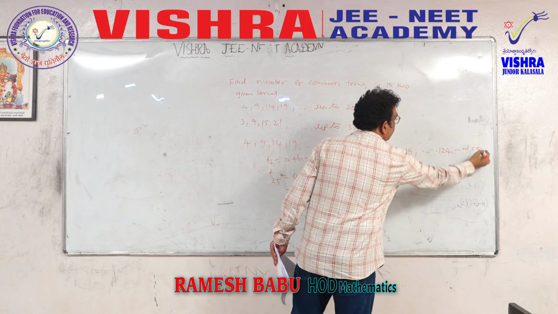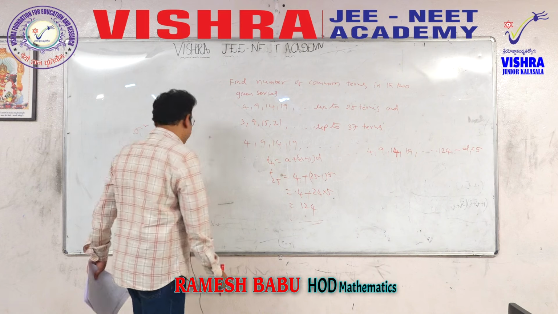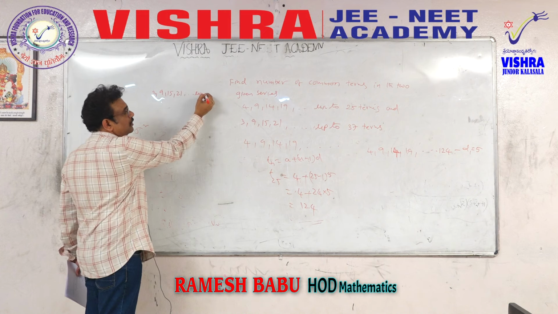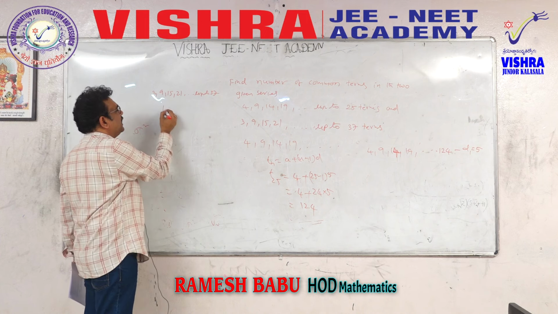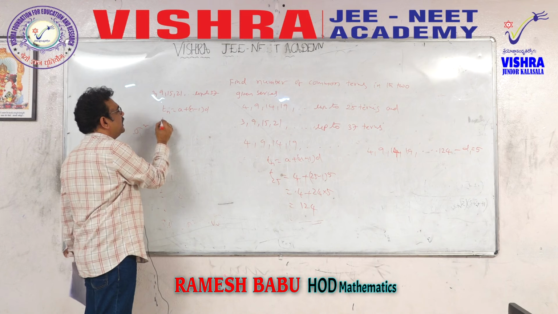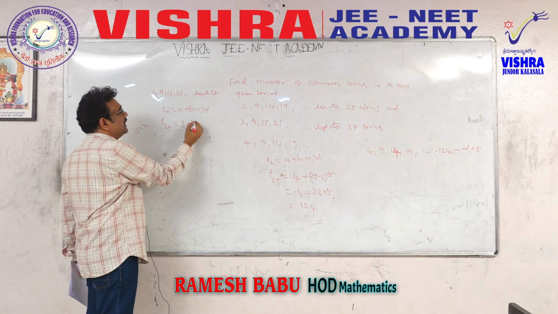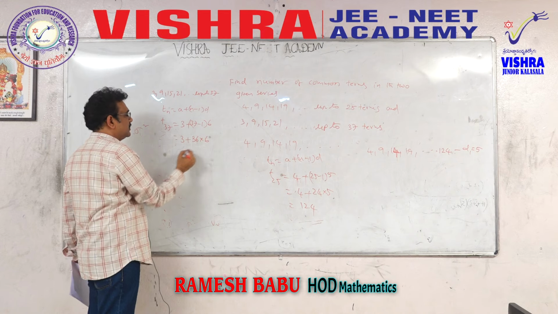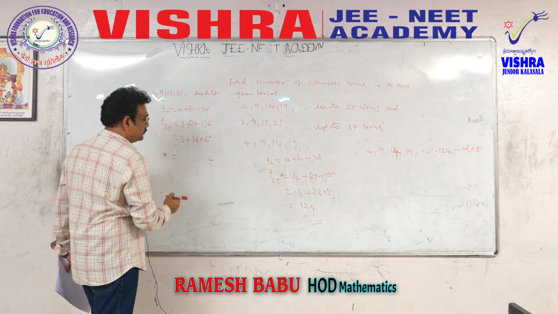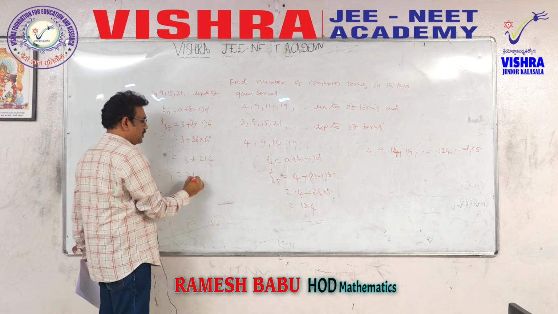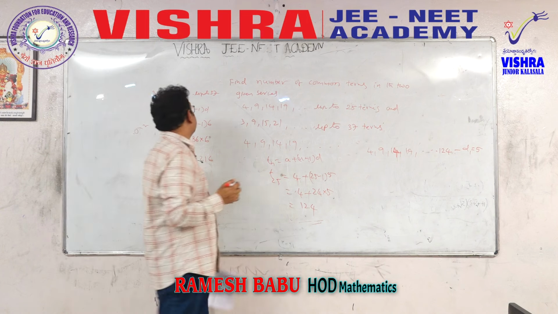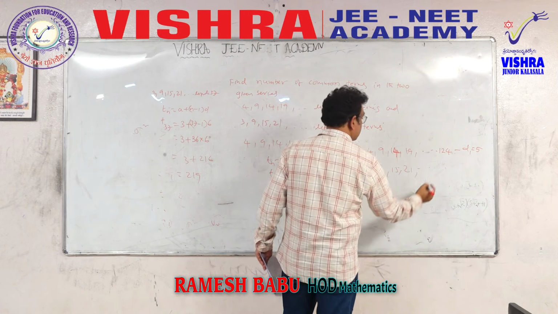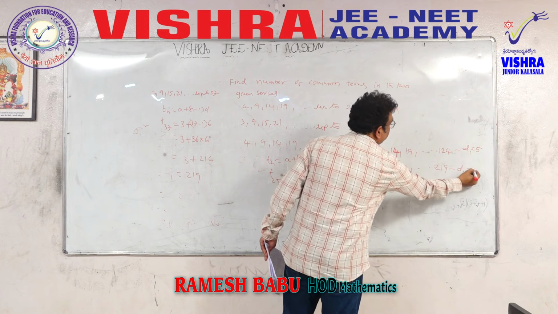Here the common difference d1 is equal to 5. Similarly, the second series is 3, 9, 15, 21 up to 37 terms. Again Tn is equal to a plus n minus 1 into d. So T37 is equal to 3 plus 37 minus 1, where d is the common difference 6. So 3 plus 36 into 6, that is 216, so 3 plus 216 is equal to 219. So the last term of the second series is 219. Now the difference d2 is equal to 6.